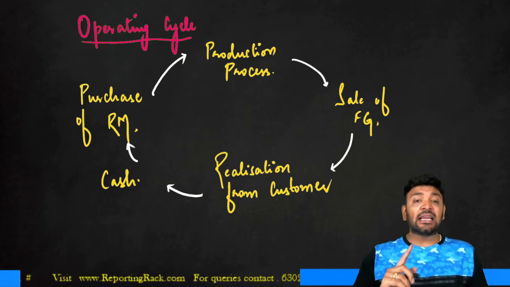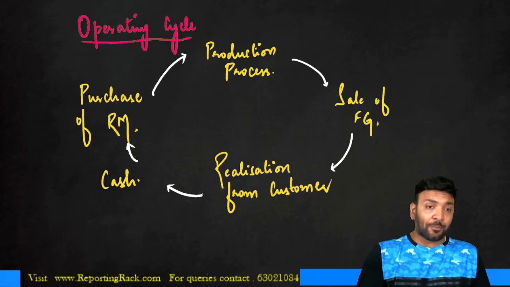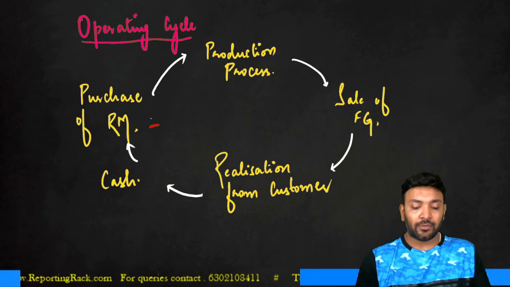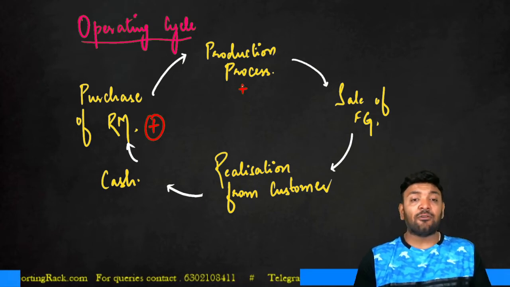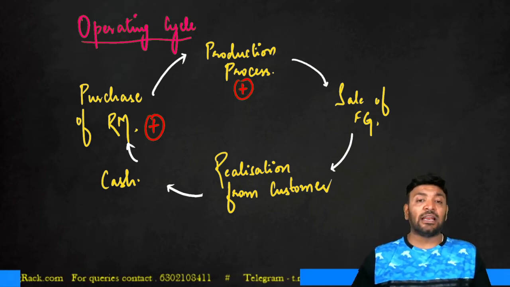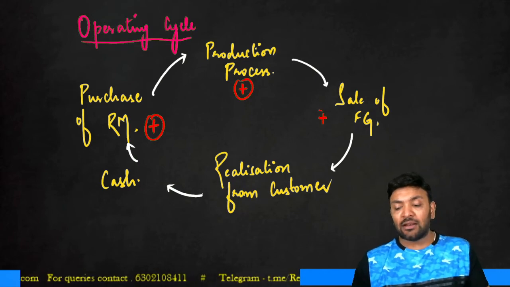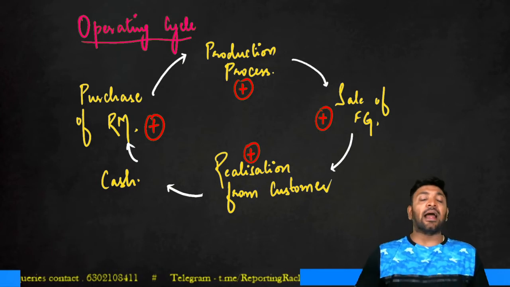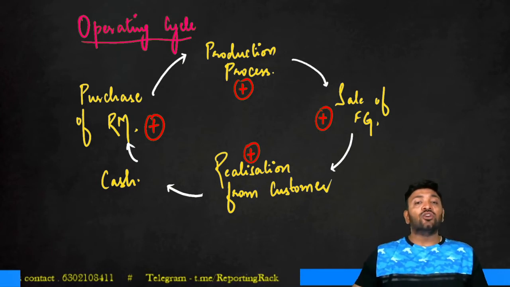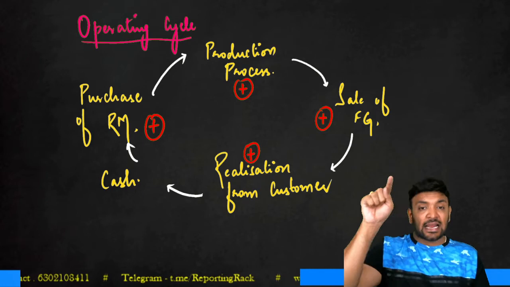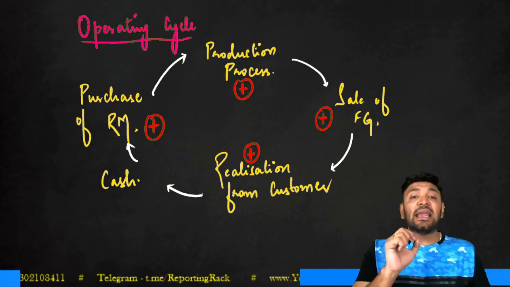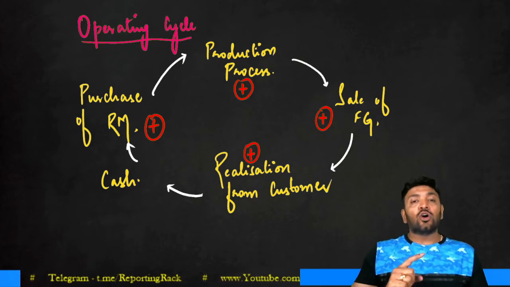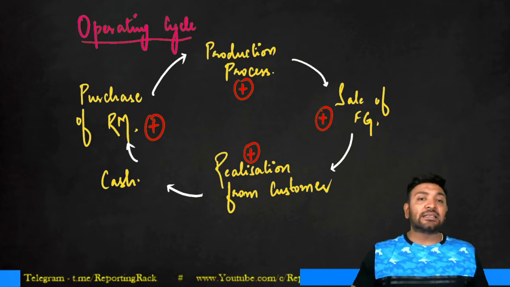So operating cycle is the time taken for purchase of raw material plus the time taken for conversion of raw material into finished good, time taken for sale of finished good, time taken for realization from customers, and finally getting converted into cash. How many days this entire cycle takes to complete is called one operating cycle. So every company has a different operating cycle.